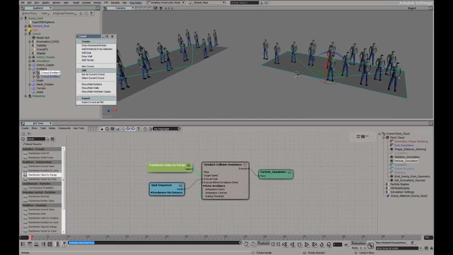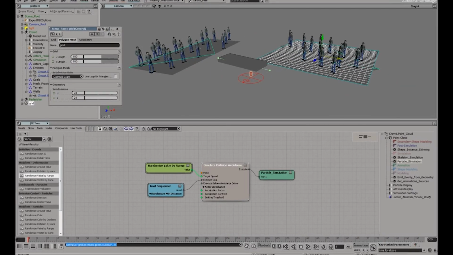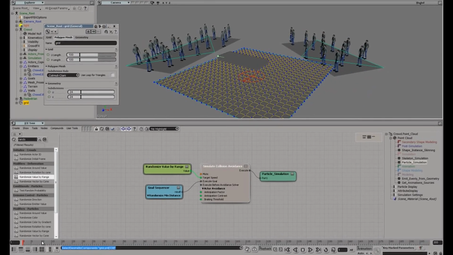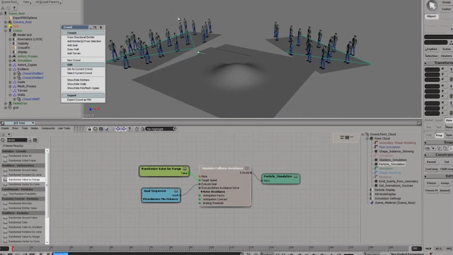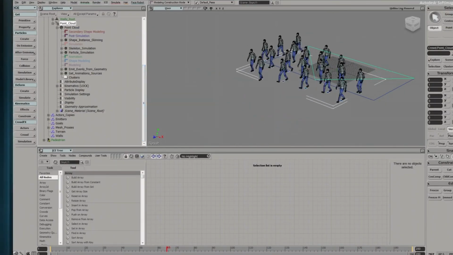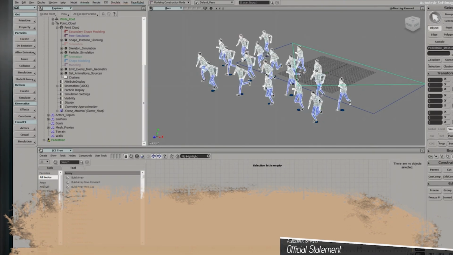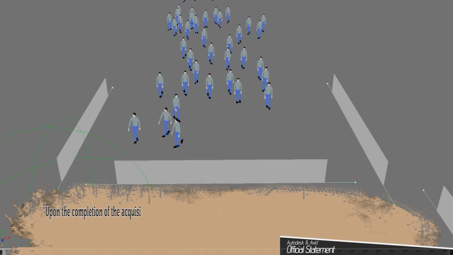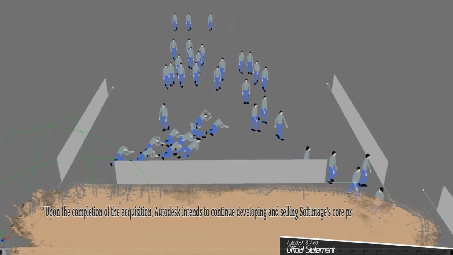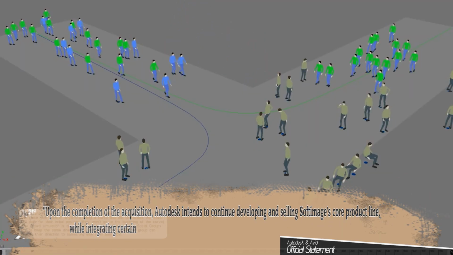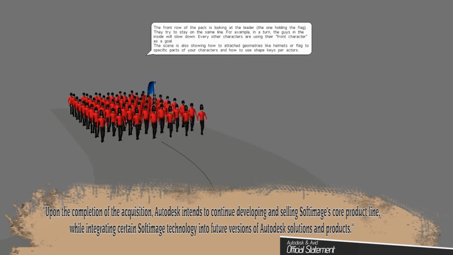In October 2008, Autodesk acquired the Softimage software and brand, but not Softimage DS from Avid, for approximately $35 million in what was widely regarded as a bargain buyout, though Avid continued the DS product line. According to the official statement released by the two companies, "Upon the completion of the acquisition, Autodesk intends to continue developing and selling Softimage's core product line, while integrating certain Softimage technology into future versions of Autodesk solutions and products."